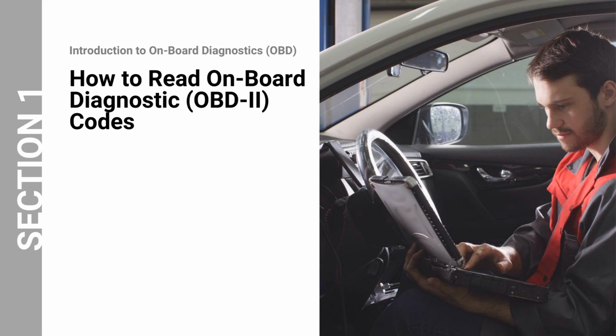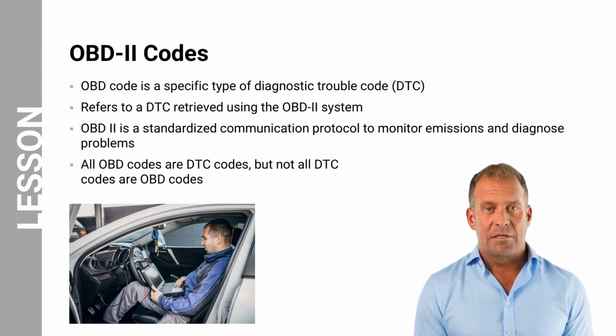In this section, we will focus on how to read onboard diagnostic, abbreviated as OBD2 codes. OBD codes are a subset of diagnostic trouble codes, abbreviated as DTCs, specifically used within the OBD system, which is a standardized system mandated for vehicles to monitor and report on their emission control systems and other key engine components. OBD codes help identify issues related to emissions, engine performance, and other critical systems.